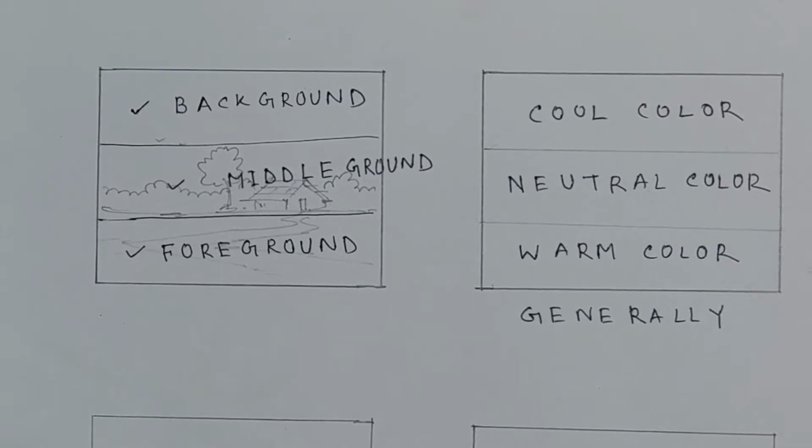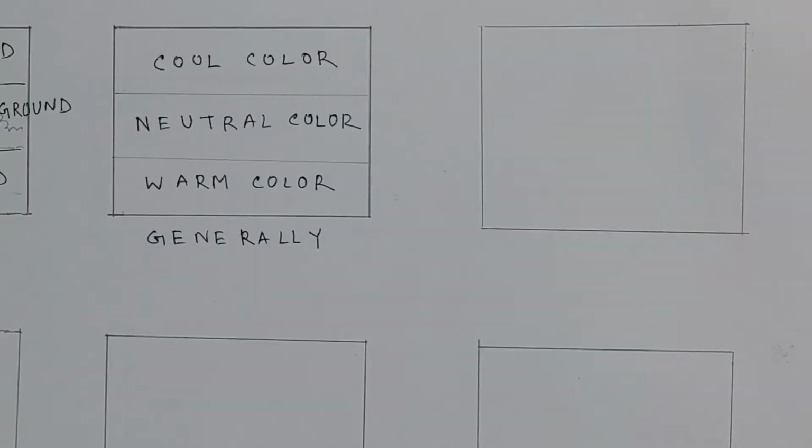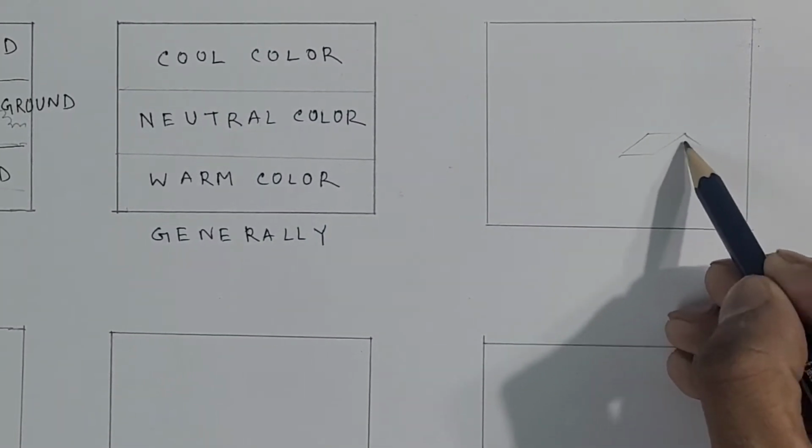Previously we have learned the background, the middle ground and the foreground of a landscape and to color according to it, that is cool color, neutral color, warm color.